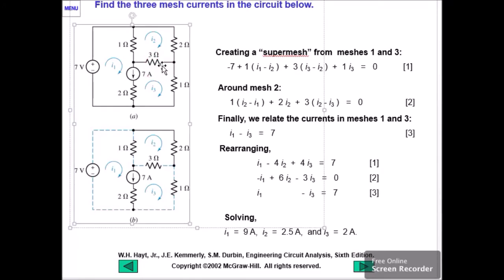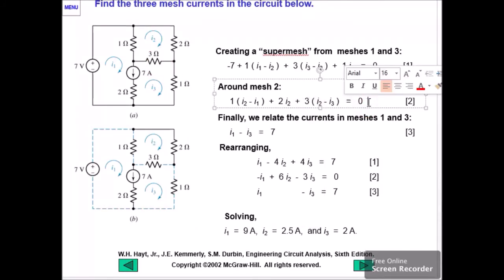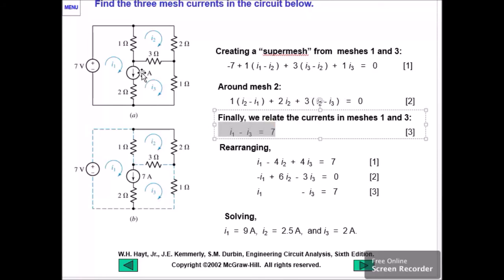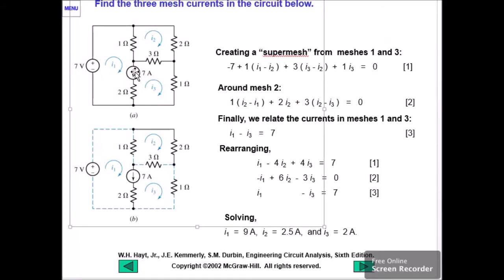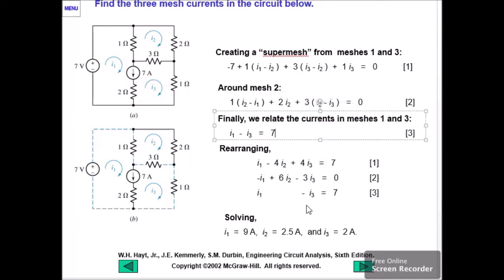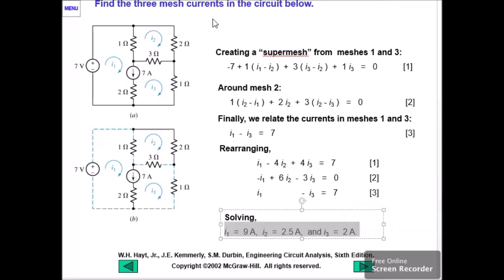For this one, we have 3 ohms times I2, kasi ito yung mesh na kinoconsider natin, minus, sumasalungat sa kanya si I3. So, we have I2 minus I3, is equal to 0. Ito yung in-explain ko kanina na because of the super mesh, it's obvious na yung I1 minus I3 is equal to 7 ampere. Now, rearranging the equation, kayo nang bahala dito. We have 3 equations, 3 unknowns. Thus, makukuha na natin yung ating I1, I2, and I3. Okay po. So, ganun lang yung ating super mesh.